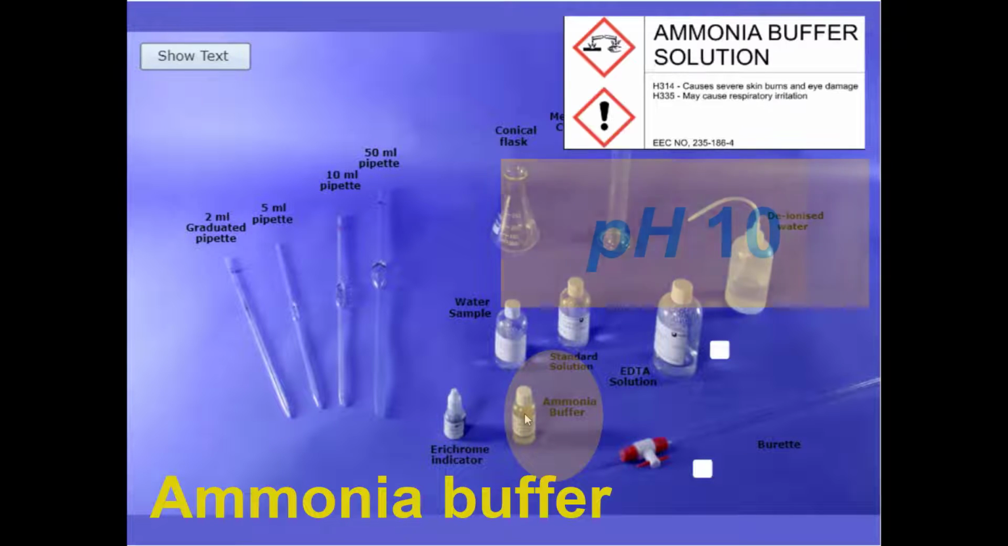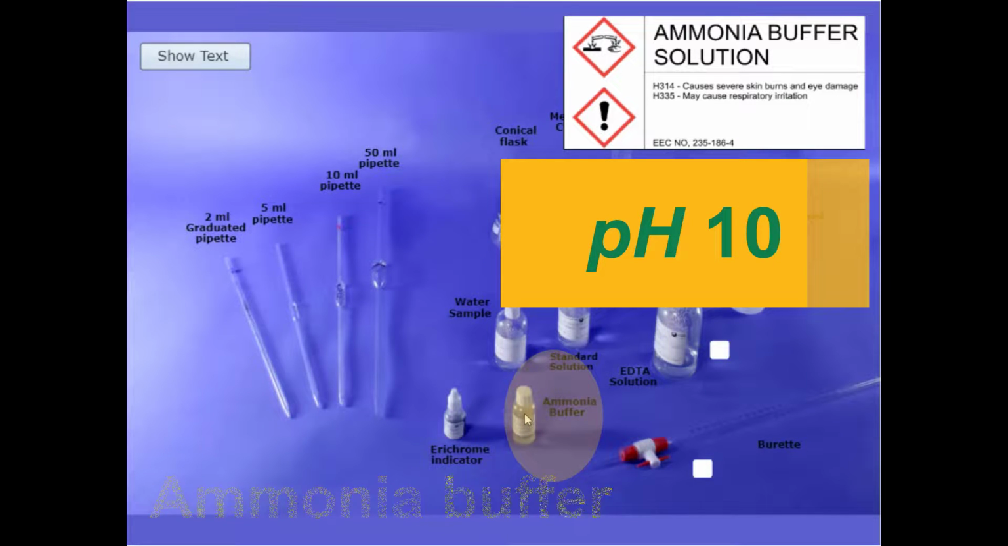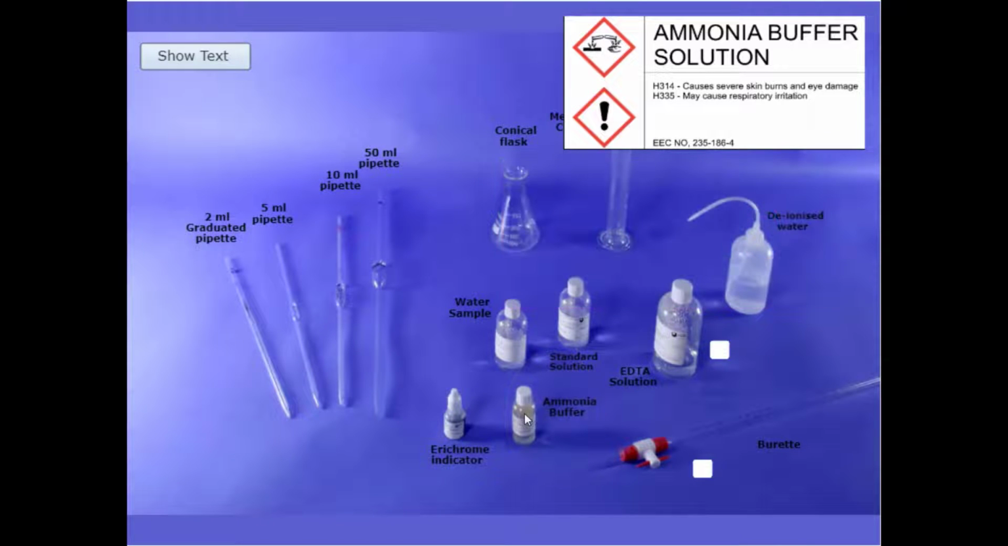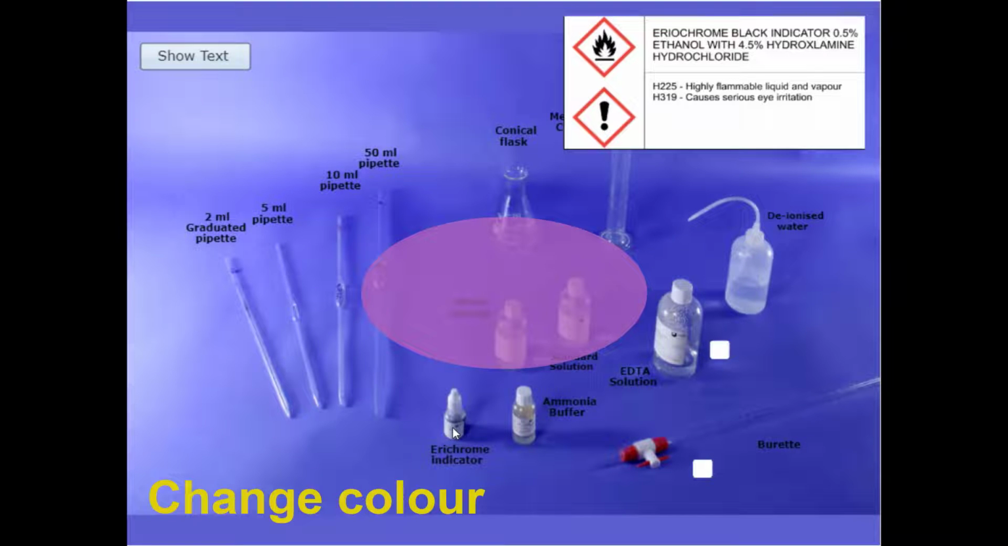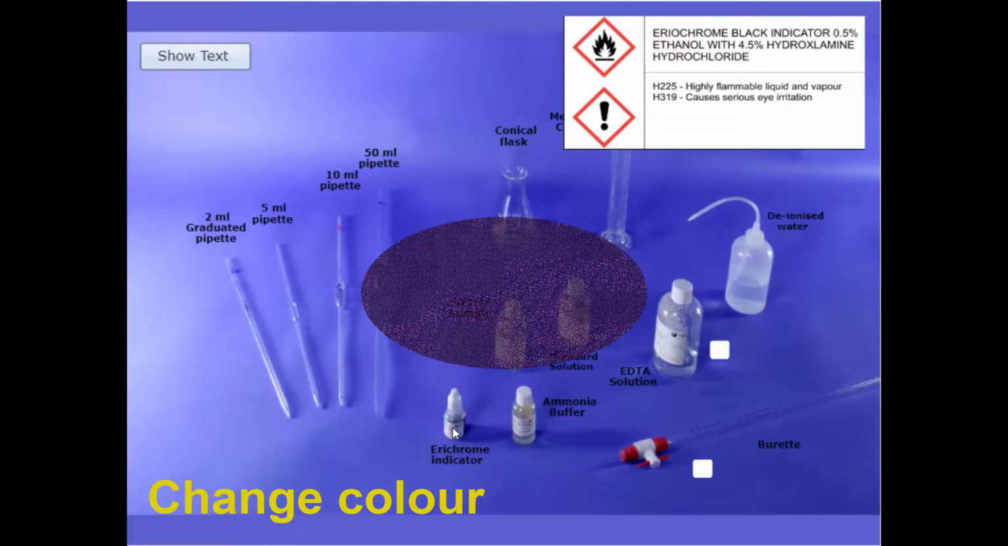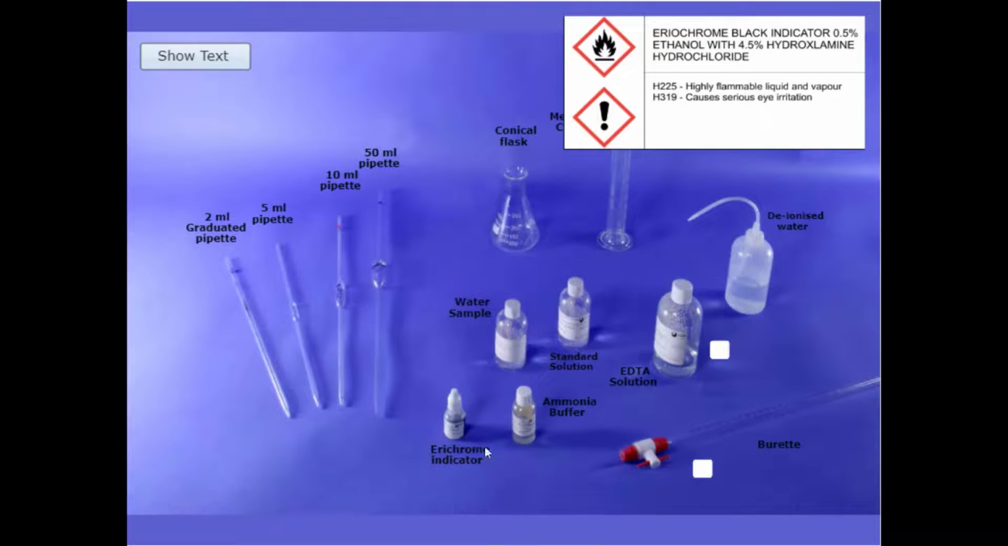Ammonia buffer is used to maintain a pH of 10, ensuring EDTA doesn't react with any other metal ions in solution. The endpoint detection of this complexometric titration is determined by adding a few drops of the indicator Eriochrome Black T to the sample. The solution will change color when there is an excess of EDTA added to the sample. An excess that arises because there are no unchelated calcium and magnesium ions left in the solution.